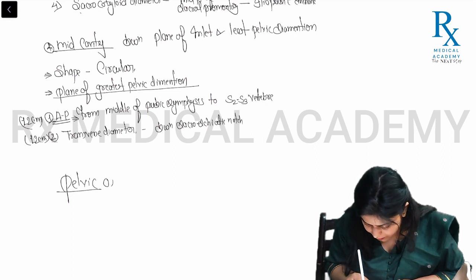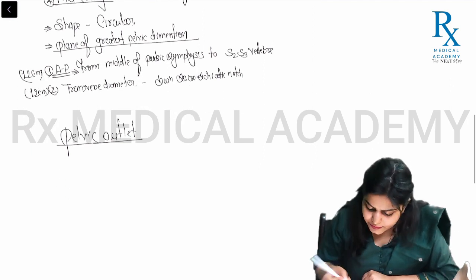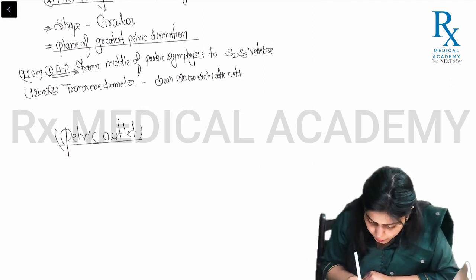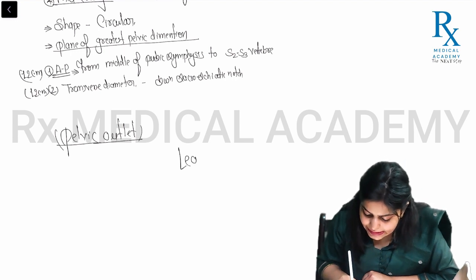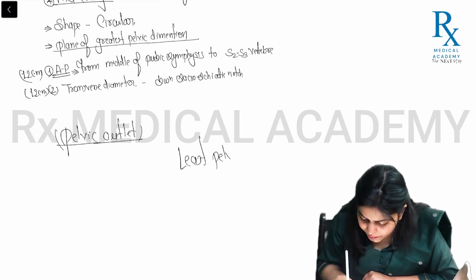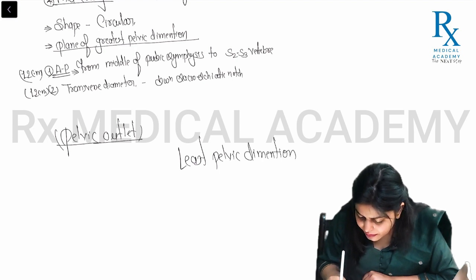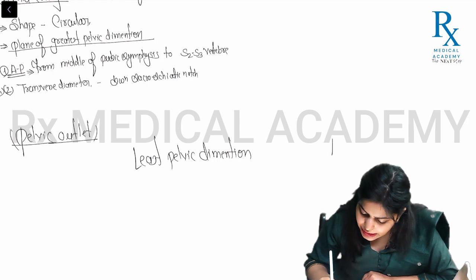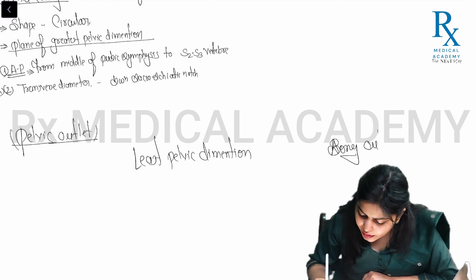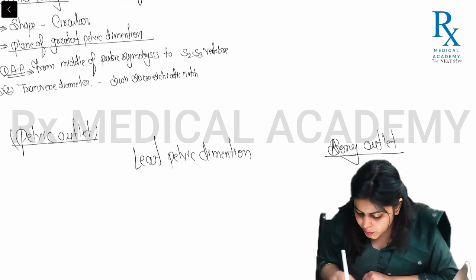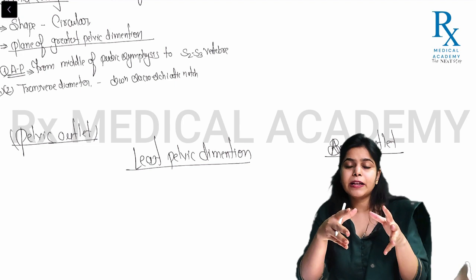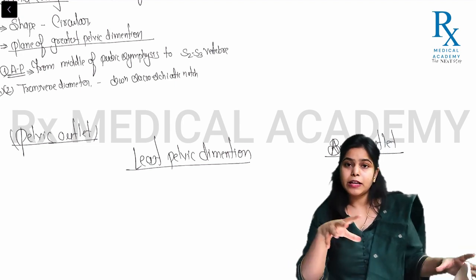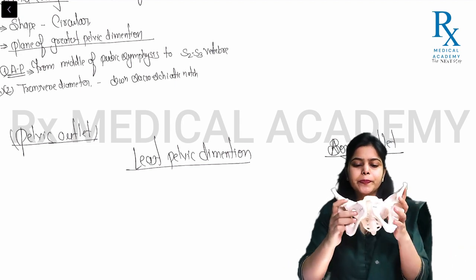Pelvic outlet. It is further divided into two parts. One is least pelvic dimension and another one is bony outlet. So as the name indicates, least pelvic dimension, तो यहाँ पर जो pelvic के dimension है सबसे कम होंगे.